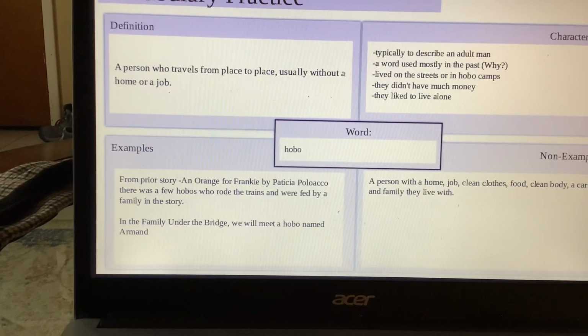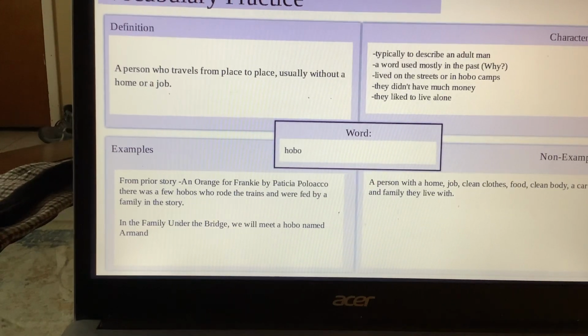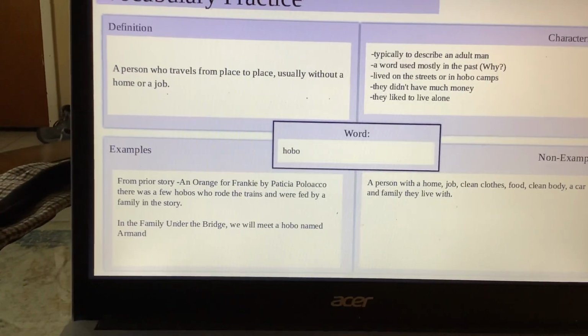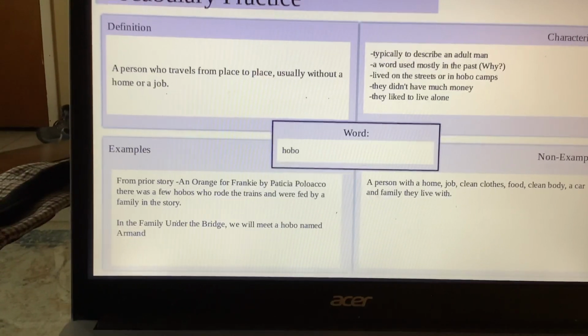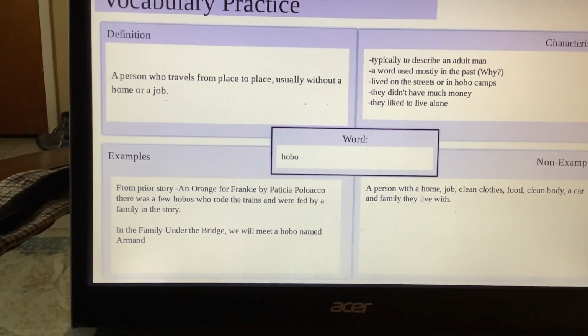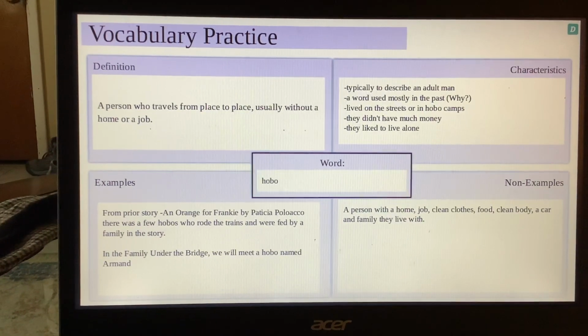But some real life non-examples would be a person who has a home, who has a job, wears clean clothes, has food. They clean their body because they have a bathroom. Typically they have a car, and maybe they have a family that they live with. So that's how I use the Frayer model to do some background knowledge for this particular book.